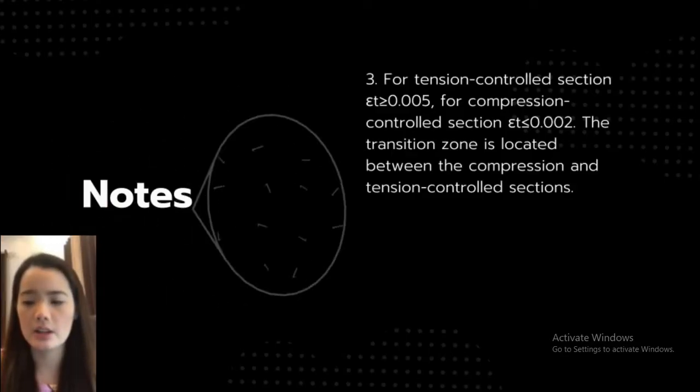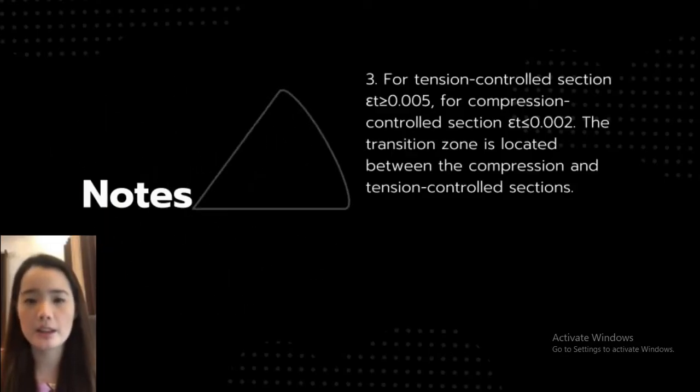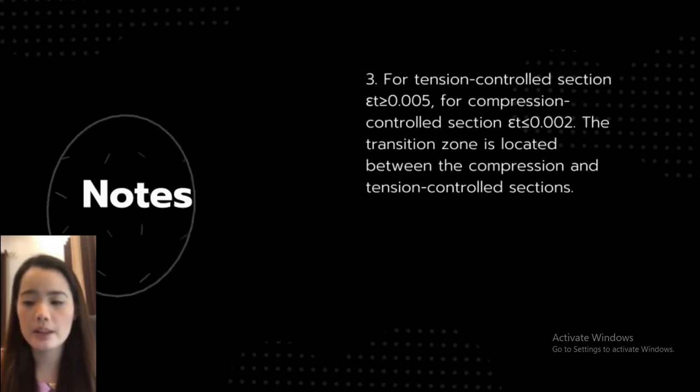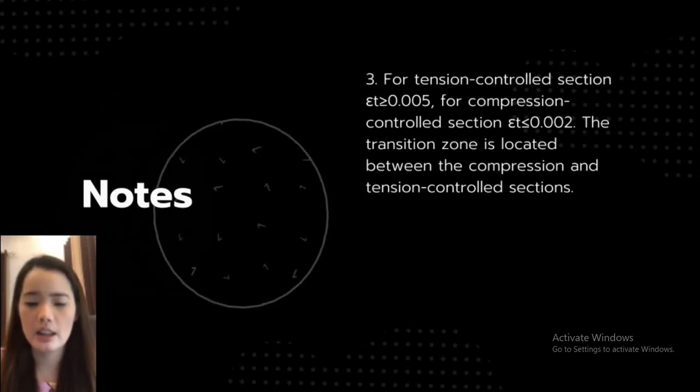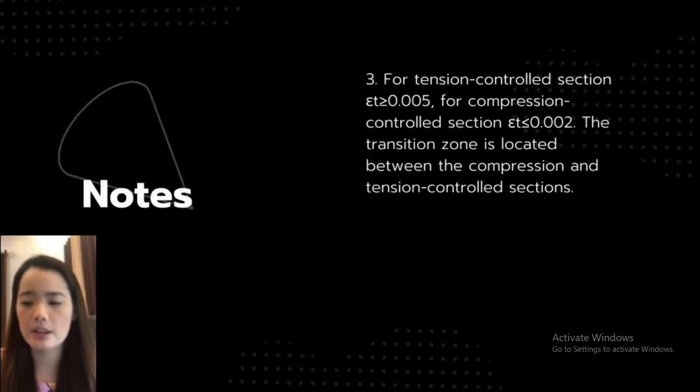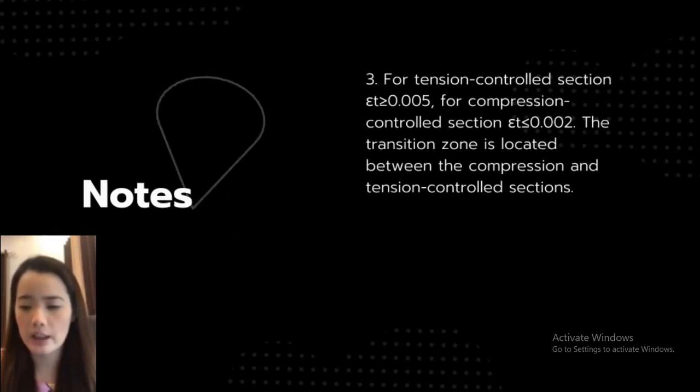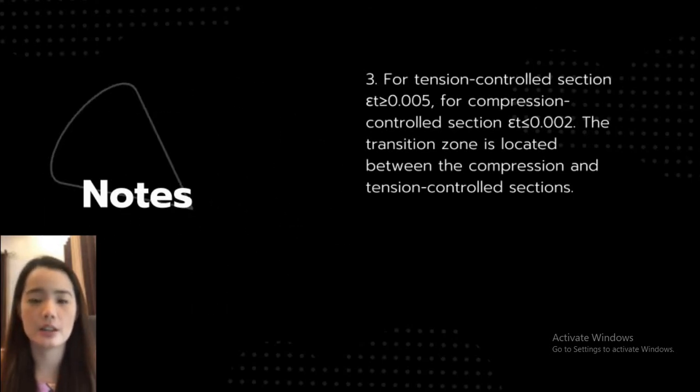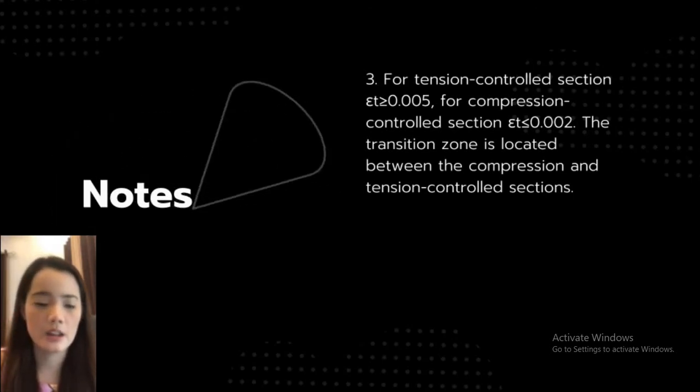For tension control section, the strain is greater than 0.005. For compression control section, it is less than 0.002. The transition zone is located between the compression and tension control section.